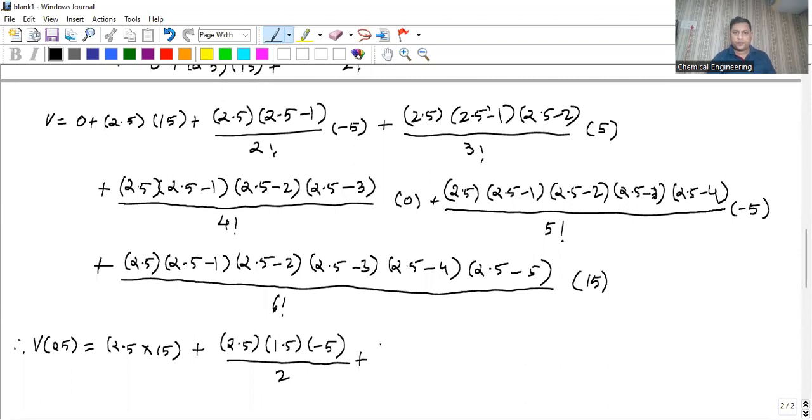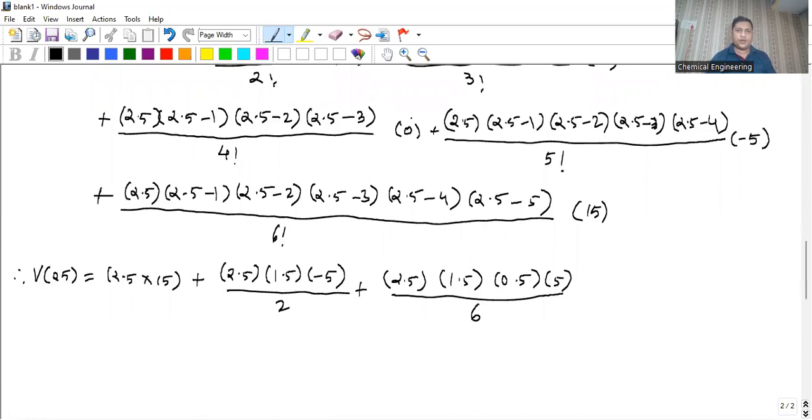by 2, plus. Now see this term, what we have here. This is 0.5 into 1.5 into 0.5. I am simplifying this expression. So 2.5 minus 1 is going to be 1.5. 2.5 minus 2 is going to be 0.5. And this is 5, and this divided by 3 factorial, so it is going to be 6. Now here we have 0, so this term will be 0.